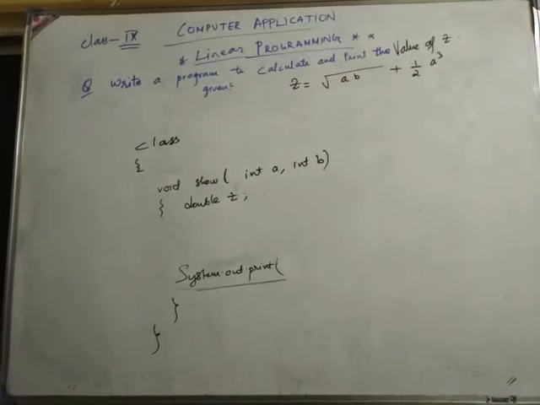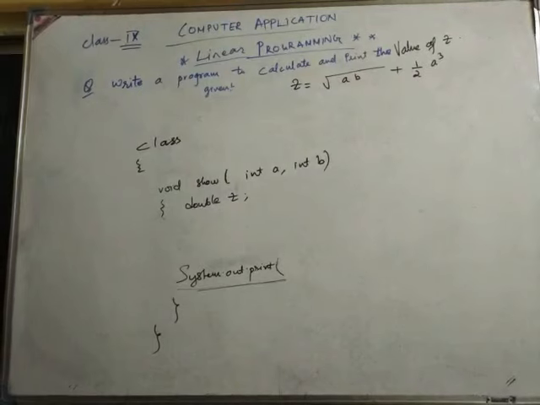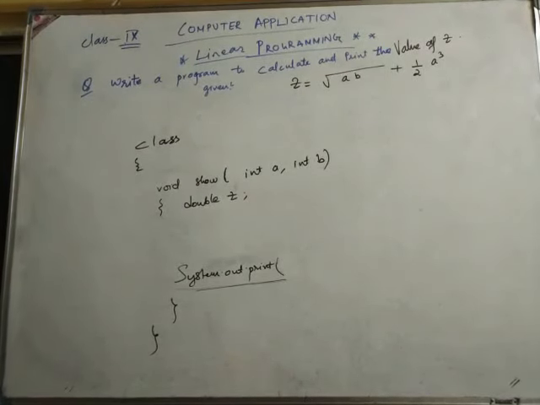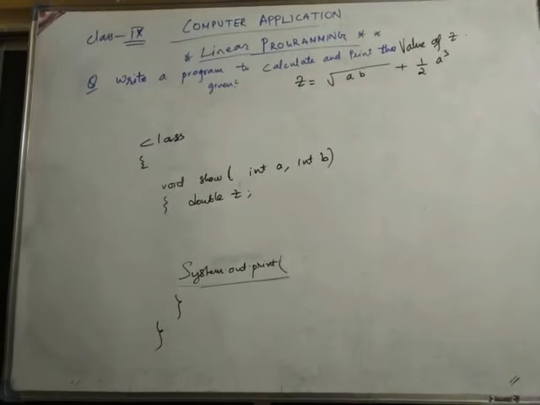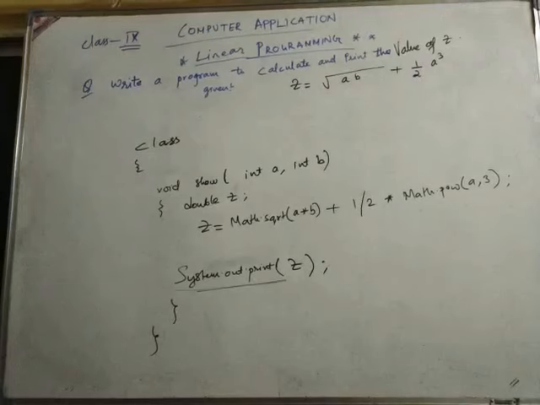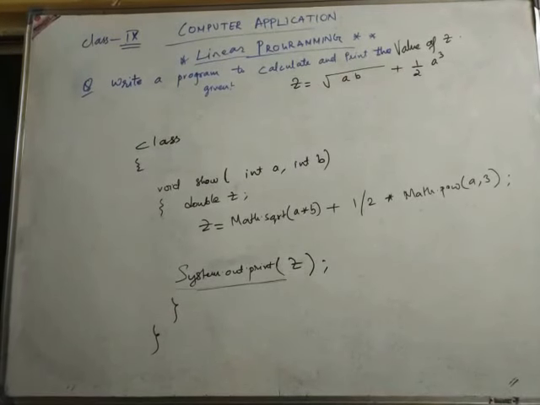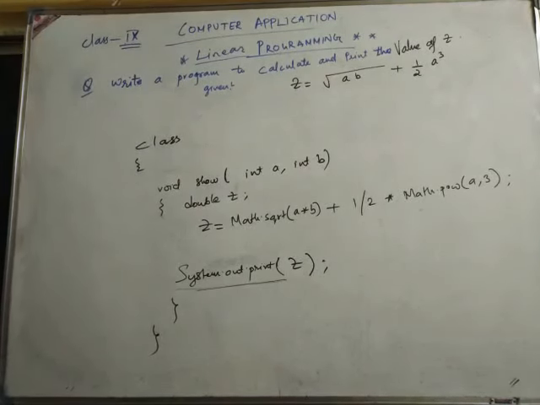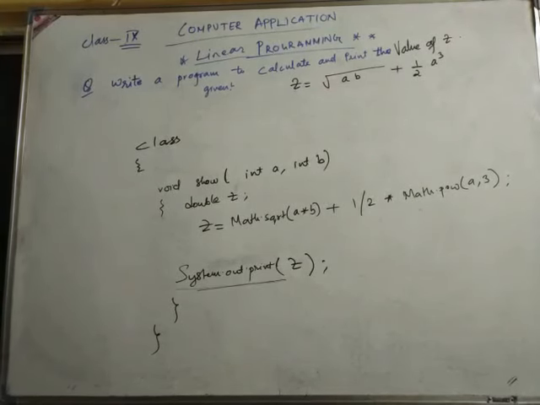Now how will we write the expression? z will be equal to Math.sqrt(a into b) plus 1 by 2 into Math.pow(a, 3). So z equals Math.sqrt a into b plus 1 by 2 into Math.pow a comma 3. Clear? This is how you write. At the last we printed System.out.print z. So this is how you write simple programs in Java.